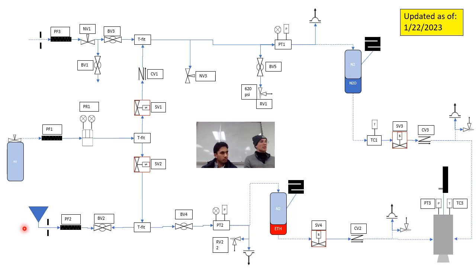And then we're going to open SV2, and then we're going to open VV2. As we open VV2, it's going to depressurize down to just above 1 atmosphere, so it's like lightly blowing out of that hole. And then we start pouring our ethanol in.